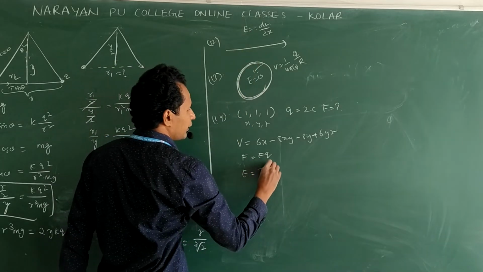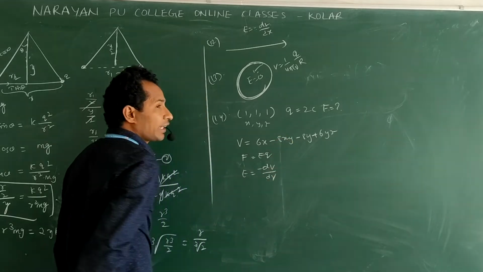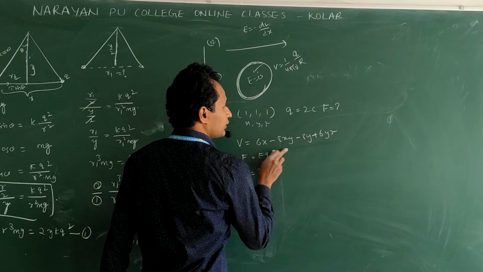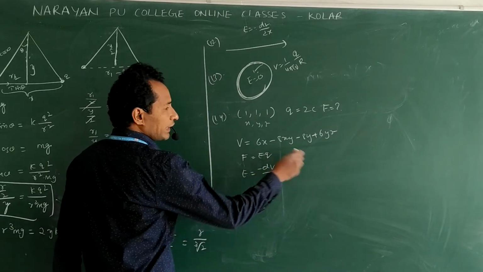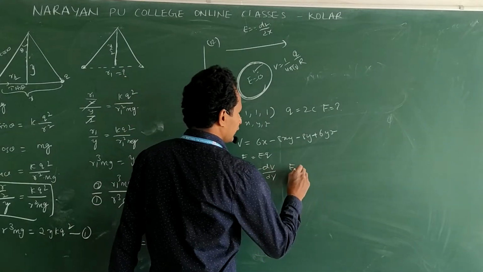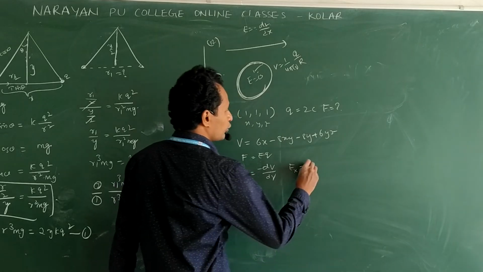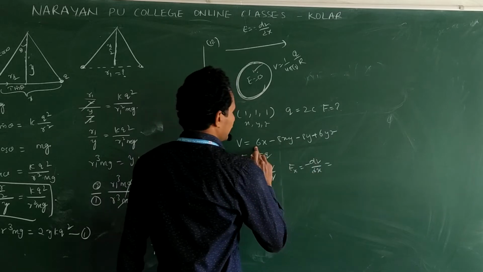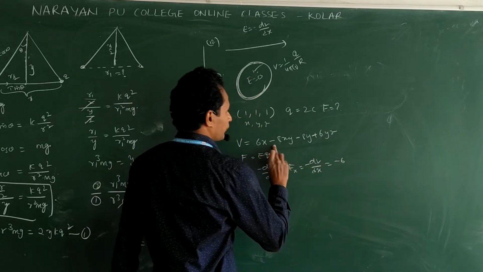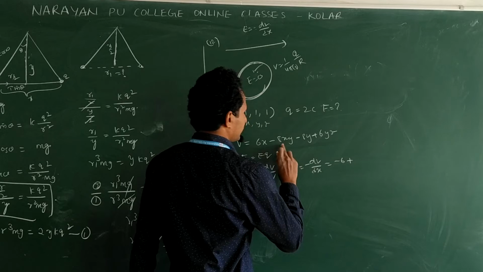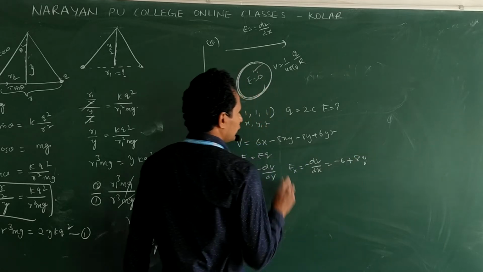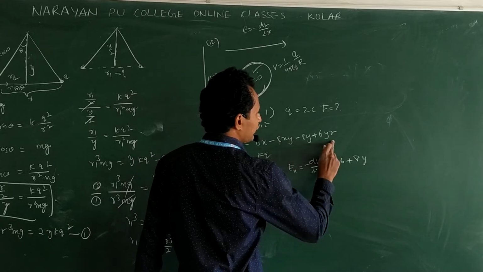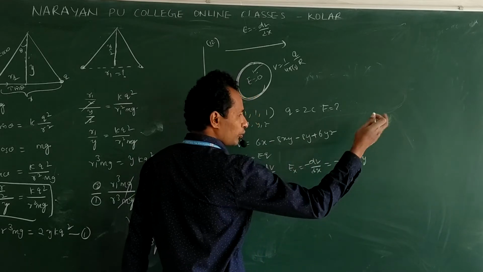E is equal to minus dV by dr. Here, not r, because they gave it in x, y, z form. So first do with x. Ex, first find out. Ex is equal to minus dV by dx. Differentiate this. 6x with x gives 6. This is minus of minus plus 8y. 8xy differentiation with x is 8y. And in this term we do not have x, so 0.